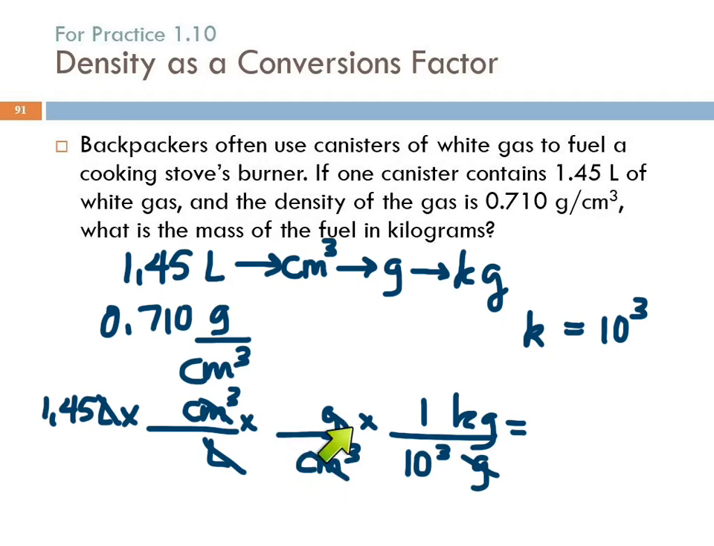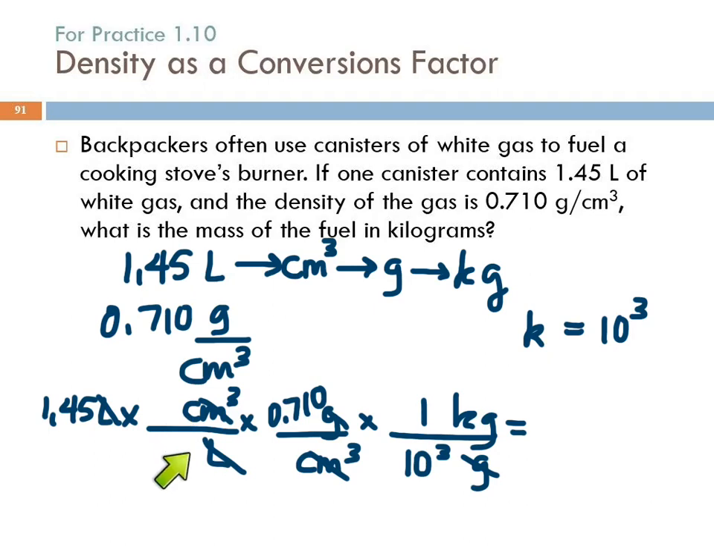This one, grams per cubic centimeter. This is where density as a conversion factor comes in. They gave us the density, 0.710 grams per cubic centimeter. That is a conversion factor that is specific to this problem. I put the number on top because the unit gram is on top. You have to keep the number with the unit. You can't say 1 gram per 0.71 cubic centimeters. You can't switch it around like that.